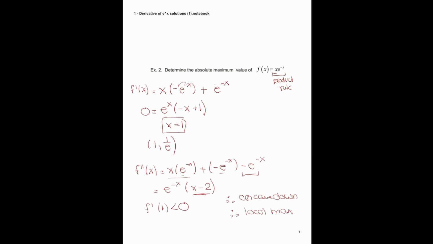If you're ever not sure, check with Desmos. So to finish this out, we can write the final statement that therefore the absolute max is at 1 over e.